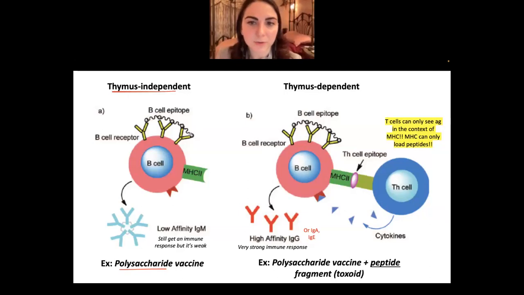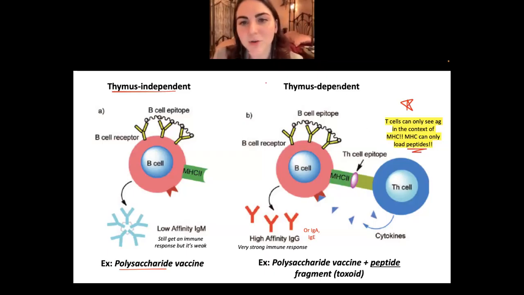But the T cell is not going to be involved at all because it doesn't see this antigen at all. So you get low affinity IgM. You get an immune response, but it's weak. But again, you're getting complement, so it's better than nothing, right? T dependent is a lot better. And I say here again, T cells can only see antigen in the context of MHC. MHC can only load peptides. So that's why you need peptides if you want a T dependent response.